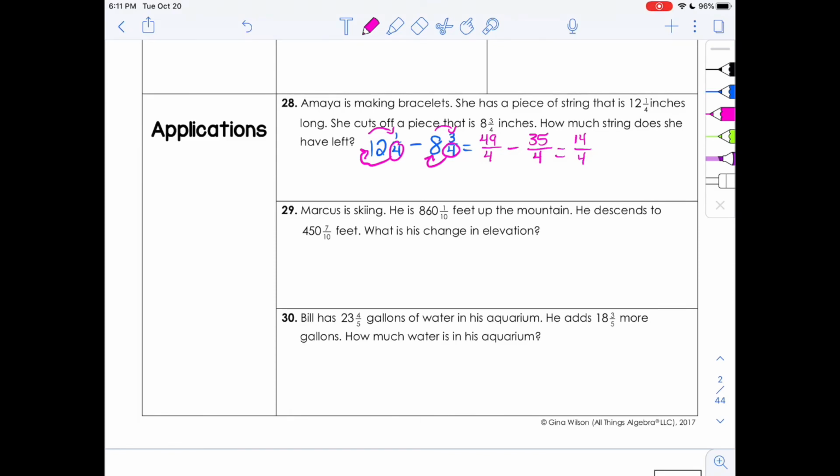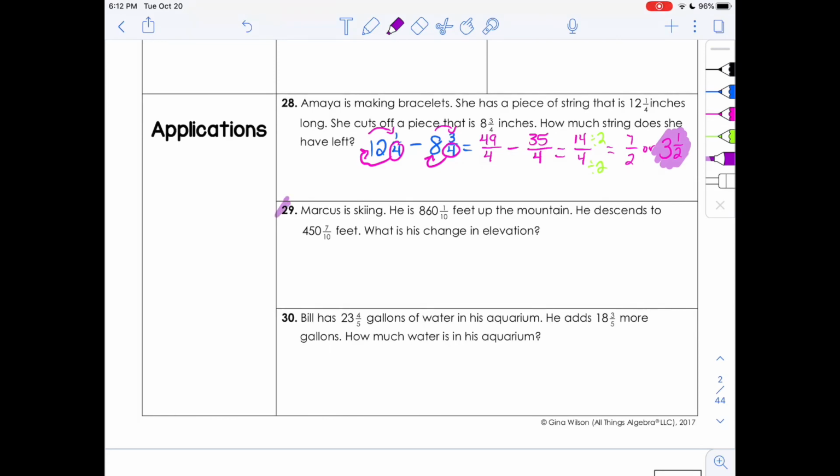And we want to simplify if we can, and we can. 2 will divide evenly into both 14 and 4. So simplified, it is 7 over 2. Or, for this problem, we would want our answer to be written as a mixed number because the numbers in the problem are written as mixed numbers. So 2 will divide into 7 3 times with 1 left over, and our denominator of 2 stays the same. So we want our final answer to be 3 1/2 inches.